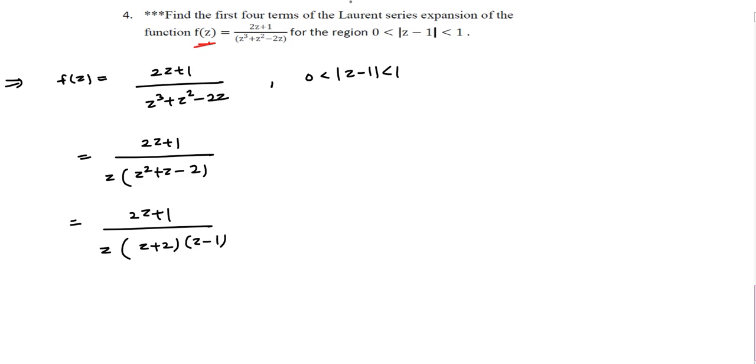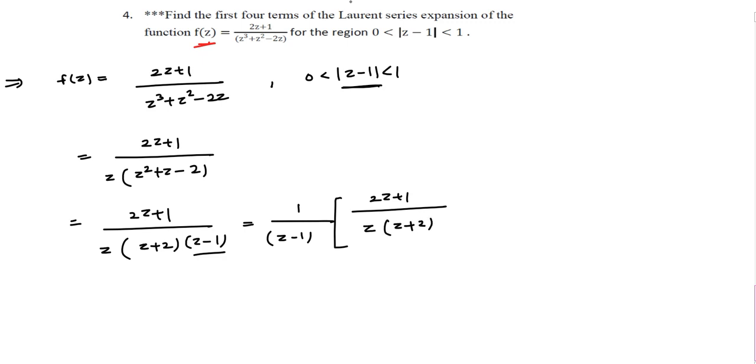But we can see that our center is z minus 1. The center is 1, the radius is 1, and this term is already there. So we have to take 1 upon z minus 1 outside. So we can write 2 times (z plus 1) over z times (z plus 2), times 1 upon z minus 1. Let us suppose this function is g of z. That is equation number 1.